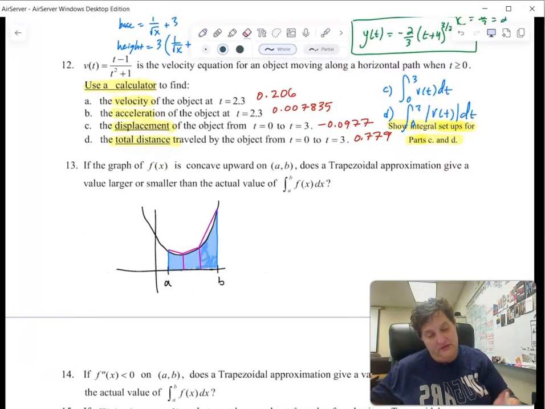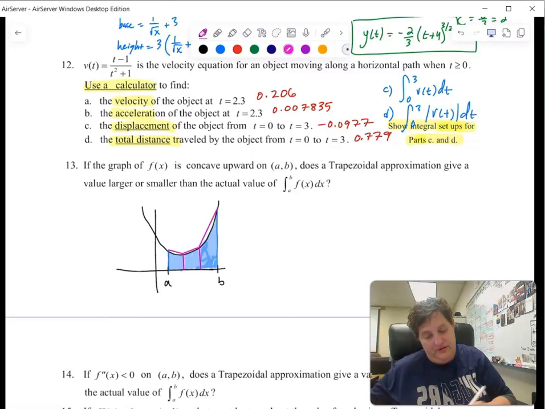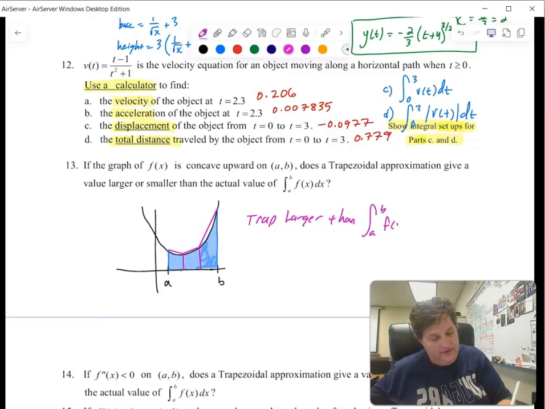So when it asks, is the trapezoidal value larger or smaller? The trapezoidal is larger than the actual integral because it gets a little bit of extra area on there. Okay.